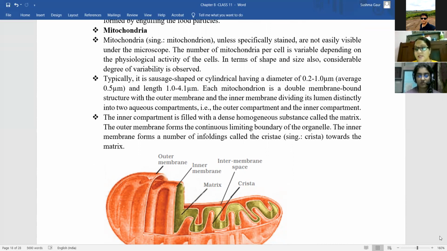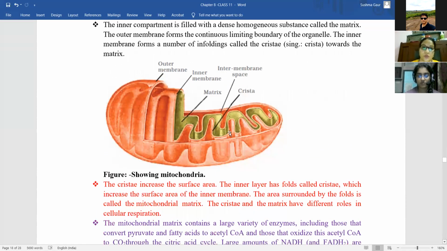Okay, so next is mitochondria. What is the structure of mitochondria? This is the mitochondria. This is again a double membrane structure. This is the outer portion of the mitochondria, known as the outer membrane, and this is the inner membrane of the mitochondria. This green color area represents the matrix, and this orange color region represents the cristae.